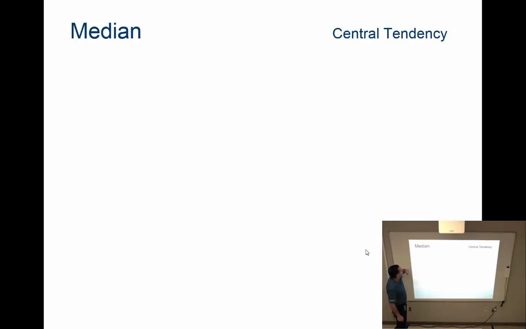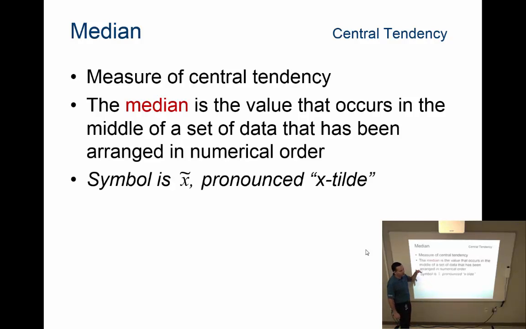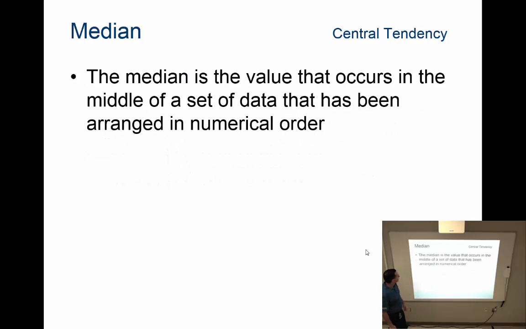And then the last central tendency is the median. The median is the value that occurs in the middle of a set of data that has been arranged in numerical order. So we do need to arrange it in numerical order and find the midpoint. The symbol is x tilde, so x with a little tilde symbol above that represents the median.